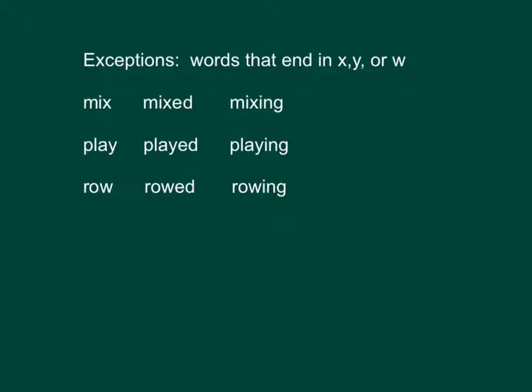Now, back into your writer's notebook, we're going to add these exceptions because for all these rules, there seem to be exceptions. If a word ends in an X, a Y, or a W, we do not double it. So make sure, even though it has that single vowel in front of the single consonant and it's one syllable, we don't say mixed with 2 X's or mixing. It's just like it is. So put 1 or 2 of these examples in your writer's notebook. You don't need to do anything on the activity page.